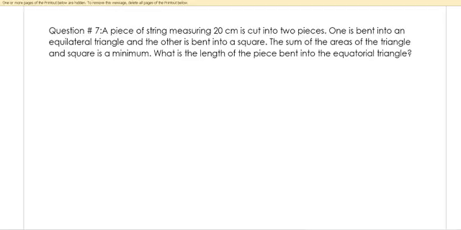Okay, so for this string question, let's see what's happening here. I got a piece of string measuring 20 centimeters and it's cut into two pieces. One of the pieces is bent into an equilateral triangle and the other is bent into a square. The sum of the areas of the triangle and square is a minimum. And then the question is asking, what is the length of the piece bent into the equilateral triangle? Okay, so lots of information in this problem.